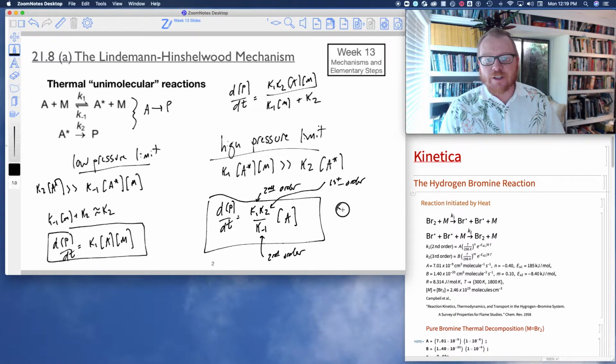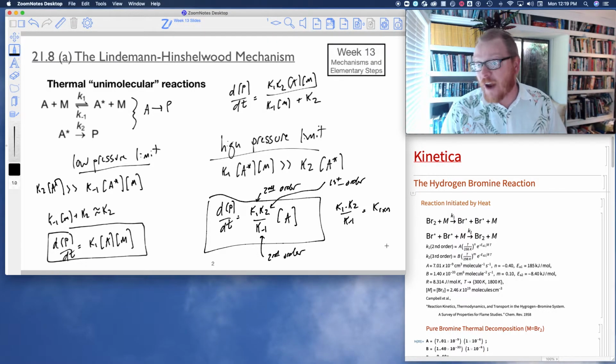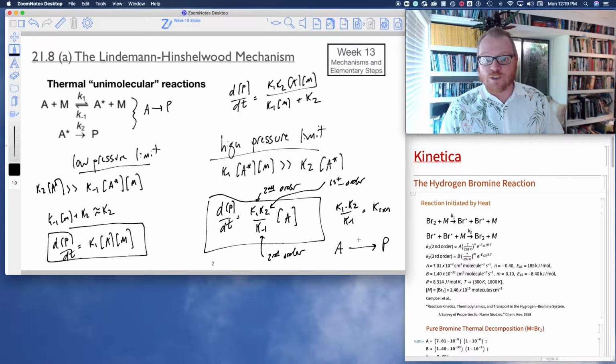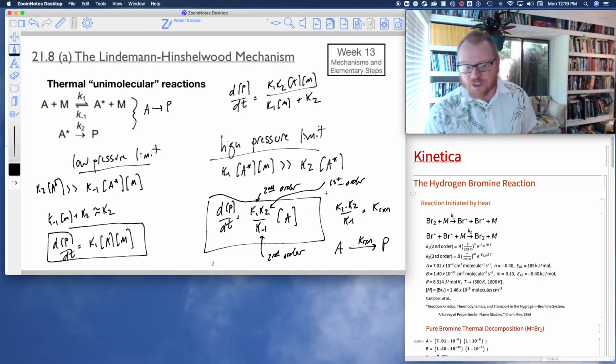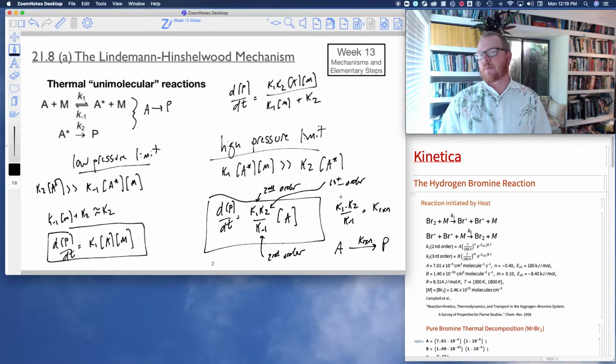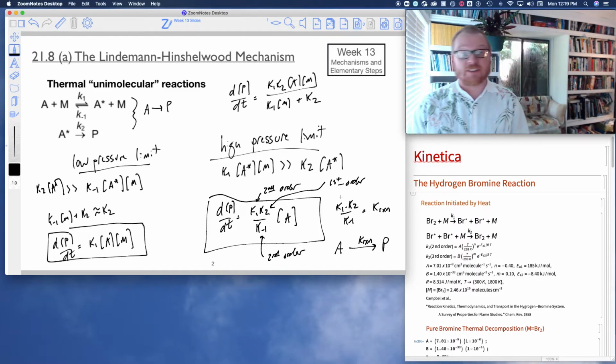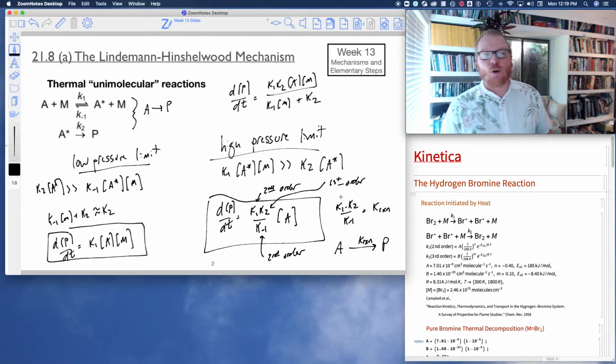So in other words, we could really say that the product K1 times K2 divided by K minus 1 just equals what I'll say is K RXN, K reaction. And so thus the reaction just looks like the following. A goes to products with rate constant KRXN, which is really the ratio of K1 times K2 divided by K minus 1. Okay? So these types of mechanisms, or in general, mechanisms, are definitely condition specific.